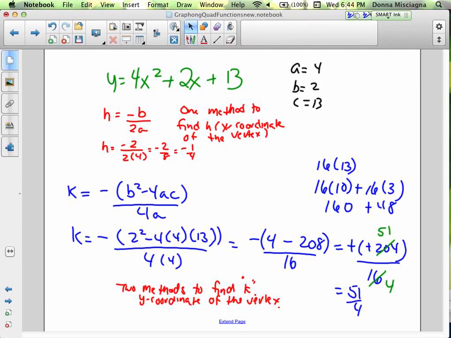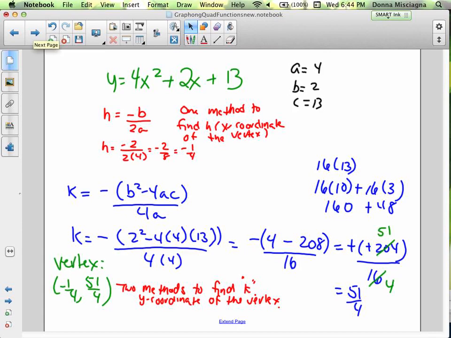So our vertex, where am I going to write it? Over here, I guess. The vertex for this particular parabola is the point -1/4, 51/4. Right? So this is an example of a time where I didn't really want to plug back in.